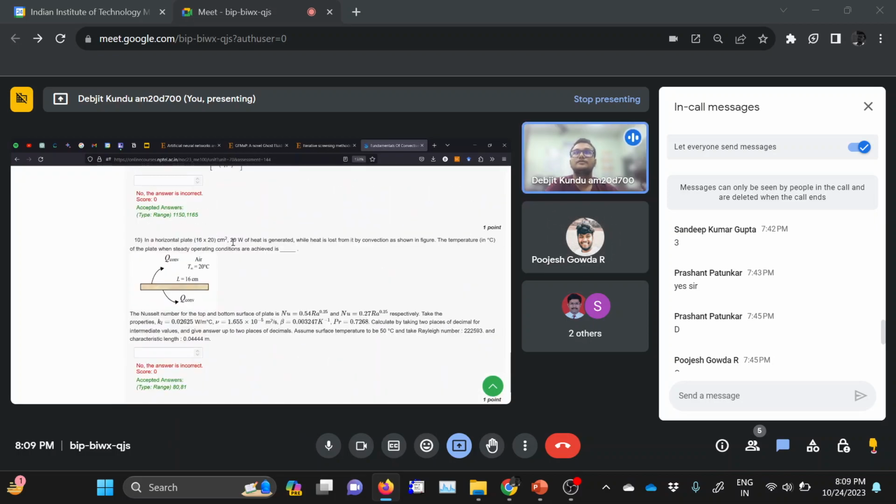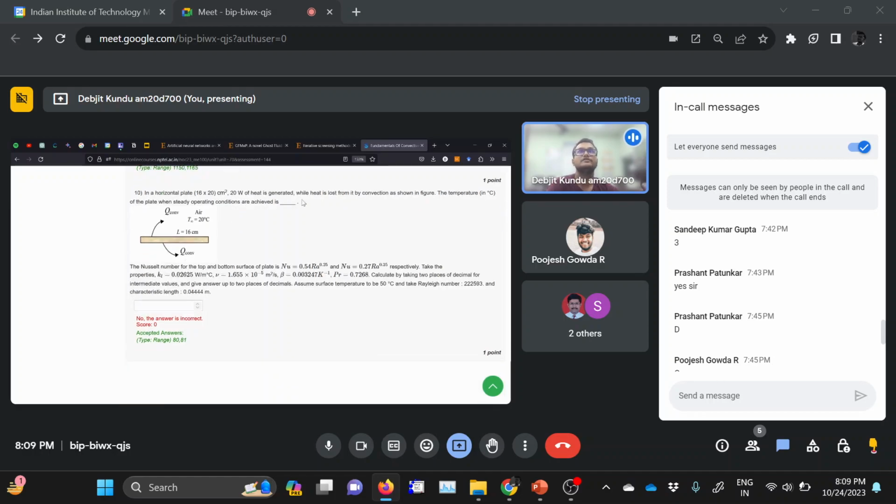So in a horizontal plate of area so and so, 20 watt of heat is generated, while heat is lost from it by convection as shown in the figure. What is the temperature of the plate when steady operating conditions are achieved? The Nusselt number for the top and bottom surface of the plate is so and so. Take the properties, calculate by taking 2 places of decimal for intermediate values, and give the answer up to 2 places of decimals.